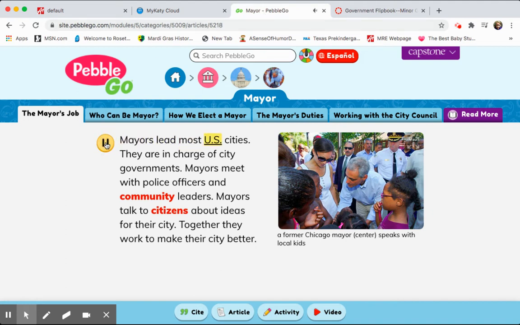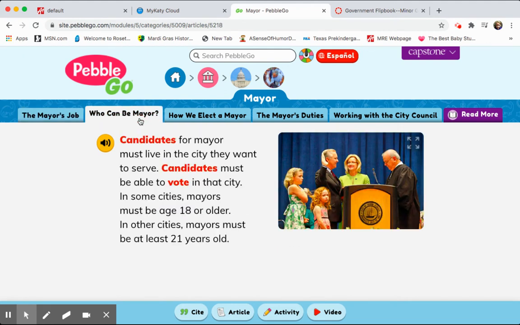Mayors lead most U.S. cities. They are in charge of city governments. Mayors meet with police officers and community leaders. Mayors talk to citizens about ideas for their city. Together, they work to make their city better. Okay, and from what we know about nonfiction, this is a picture with a caption that tells you about the picture, and it's a former Chicago mayor, this guy in the center, and he's speaking to local kids.